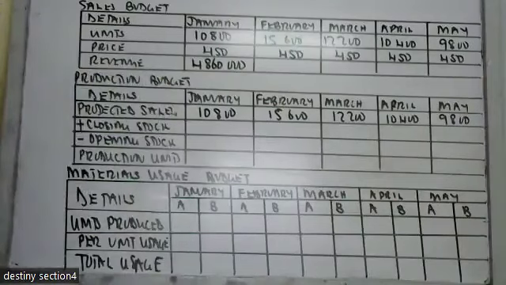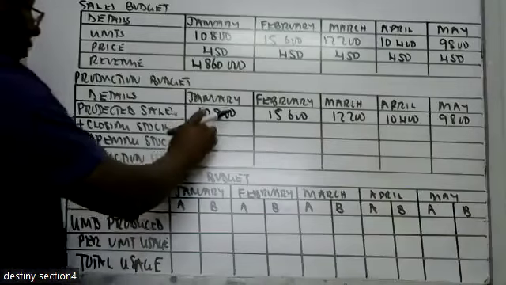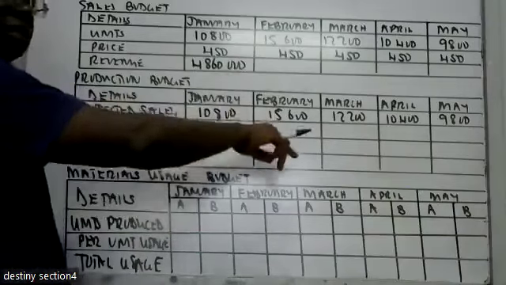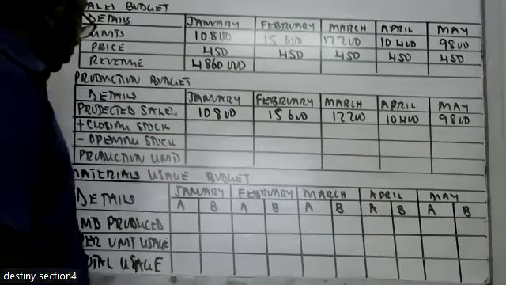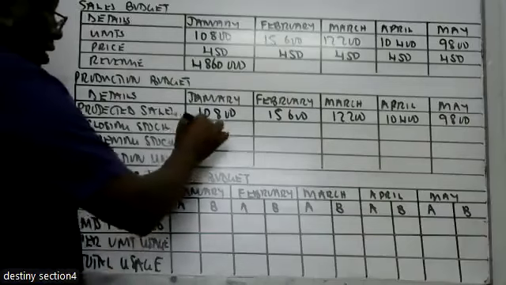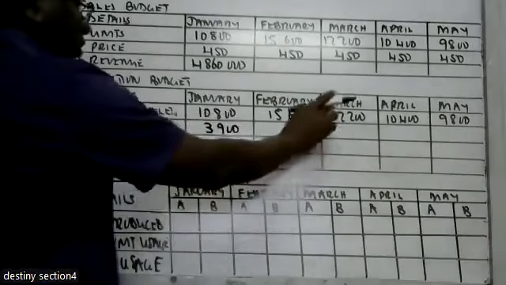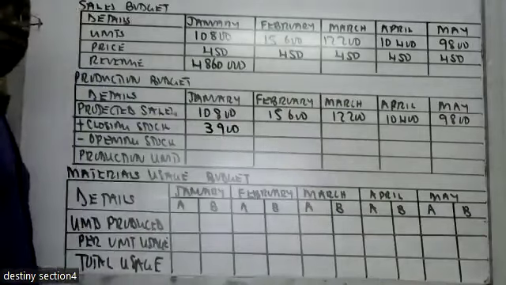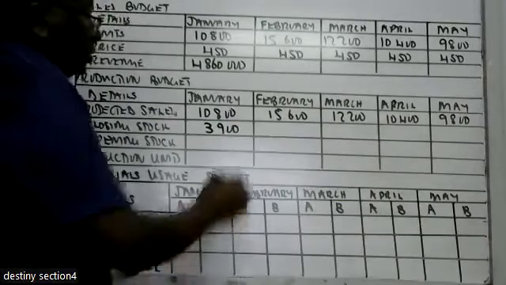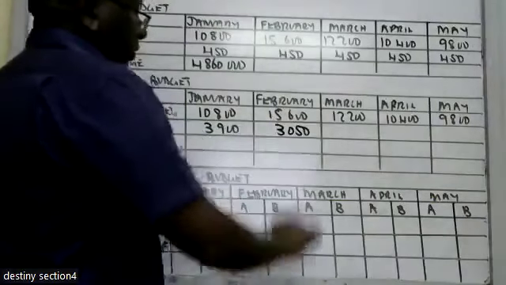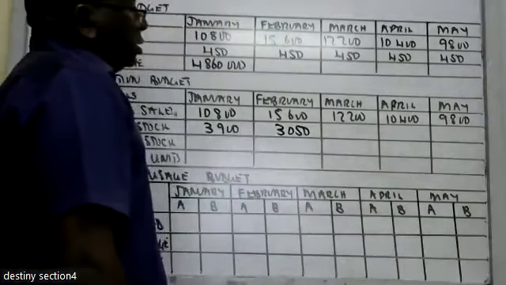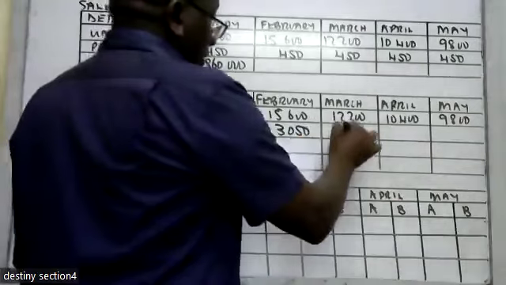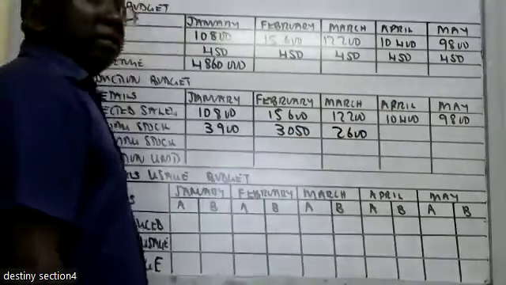25%. So ile unafunga nayo, it is 25% of the sales estimate for next month. So nipatie 25% of 15,600. 3,900. Haya. 25% of 12,200. 3,050. Yule mwingine 2,600. Na ile ya 98. 2,450.